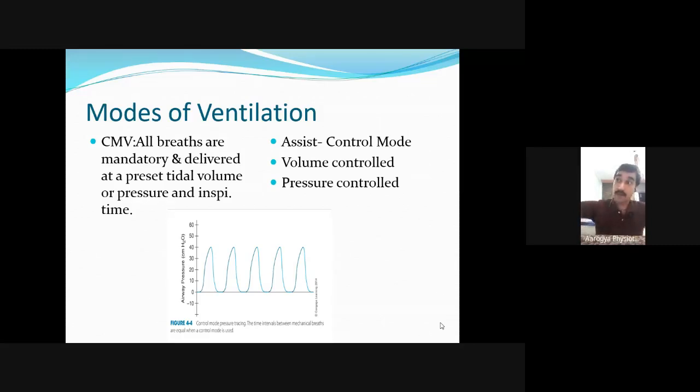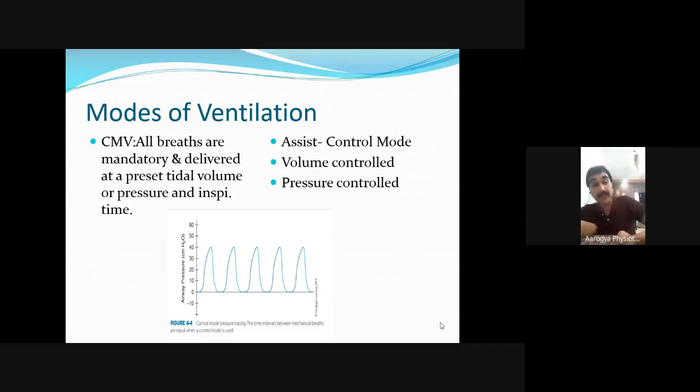So as you see, there is no change in the waveform in a CMV mode. And the next which comes is the assist or control mode. In assist or control mode, the patient is allowed to breathe other than the mechanical ventilator frequency. Say if you have set the minimum breath at 10 and the patient is breathing at 12, till the patient is breathing at 12, the ventilator will not trigger.